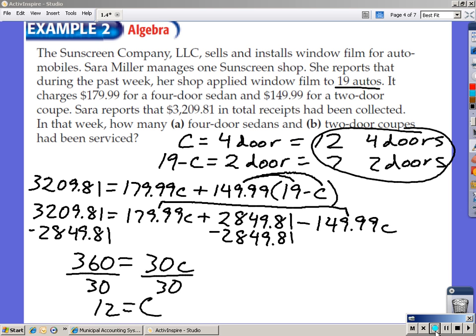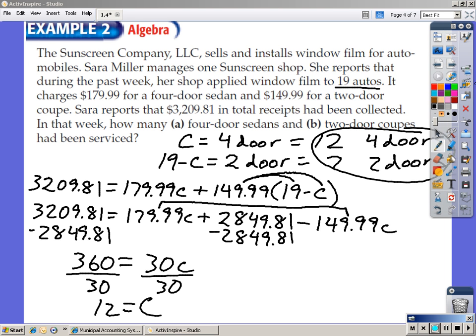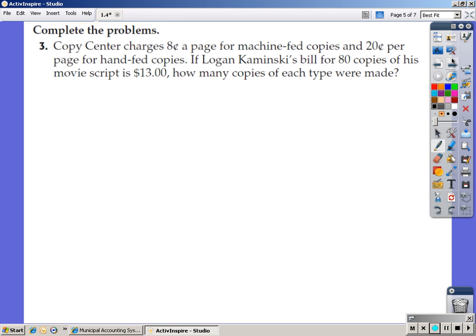Okay, I know that's a little tough. Let's go ahead and look at problem 3 of your homework. Okay? I'll go ahead and work this one with you.